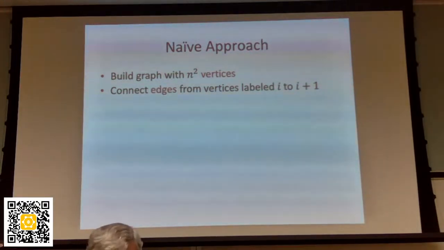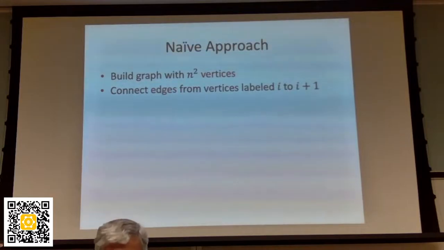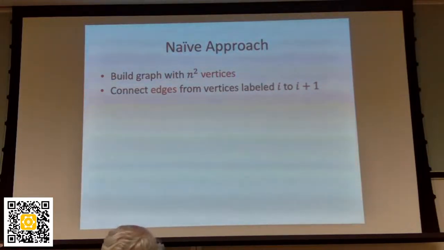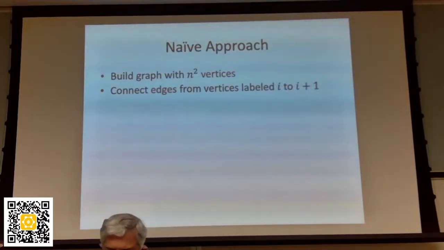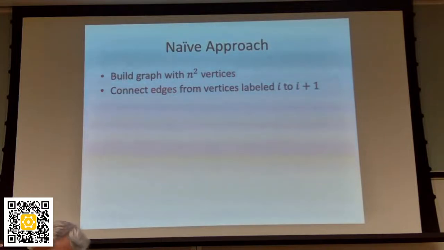As long as you do this consistently, all you have to do is find a path from some start vertex to some end vertex. Now, what is that start vertex and end vertex? It's usually better to create a new start vertex and a new end vertex, where the start vertex connects to everything that's labeled 1, and all the vertices that are labeled k are connected to the end vertex. Okay?